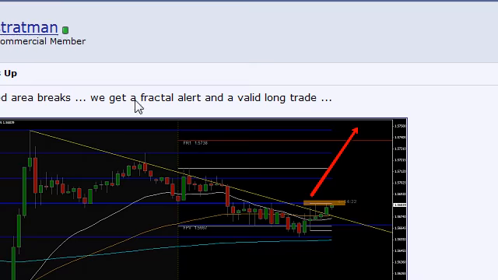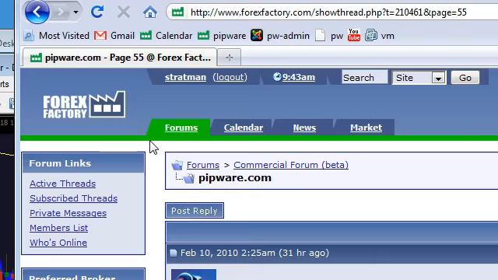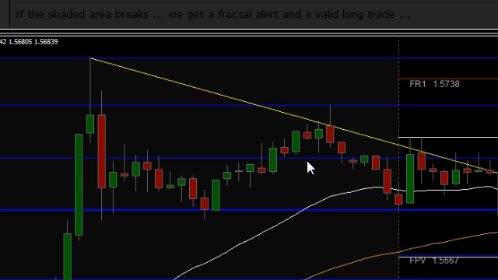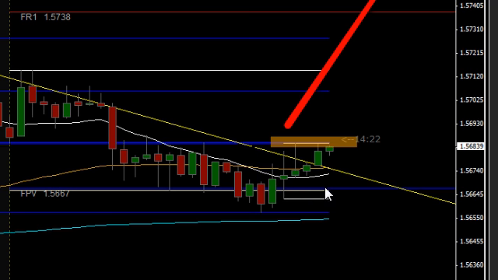Started off that trade by posting to the thread here. If you get an opportunity, please have a look at this thread at Forex Factory. It's in the commercial section of Forex Factory, and the thread's called pitware.com. So anyway, we started the trade by just letting people know on Forex Factory here that I was looking at a possible long trade here.